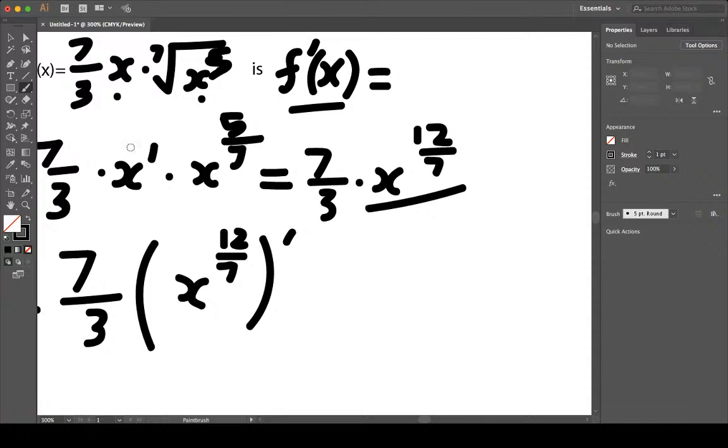Let's take this derivative first here. The way for you to take the derivative is just by putting this guy in the front and then subtracting this guy by 1. And that's basically it. So let's do that. It will be 7 over 3 times 12 over 7.